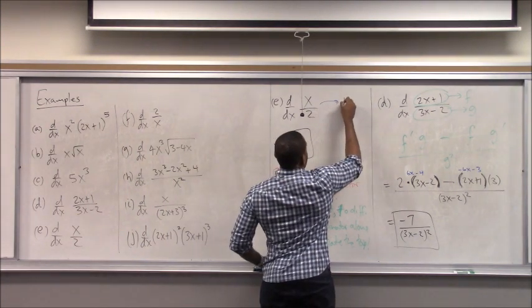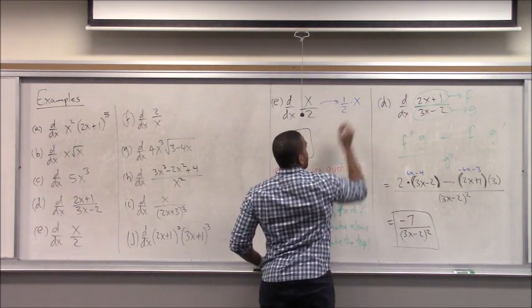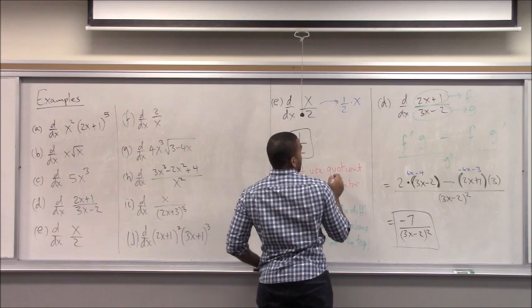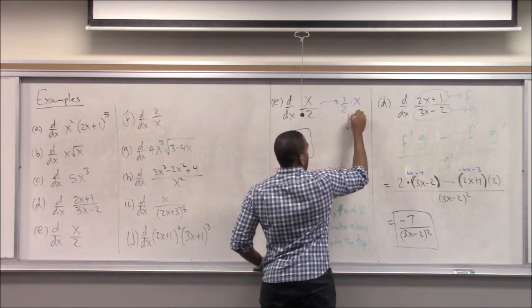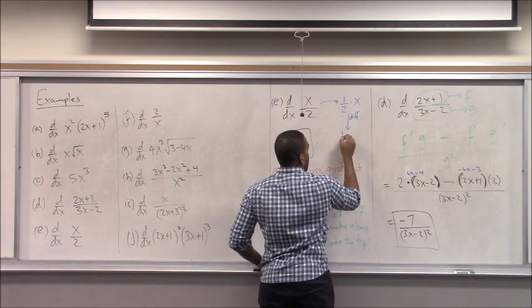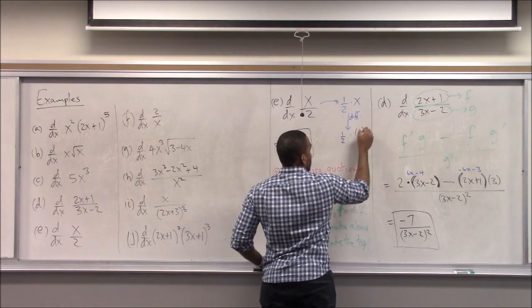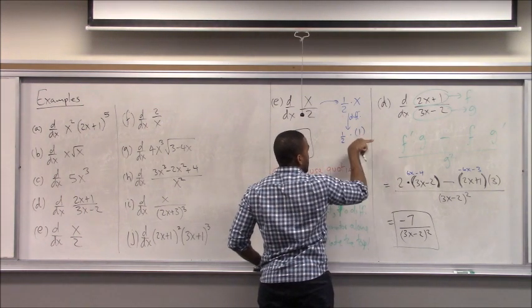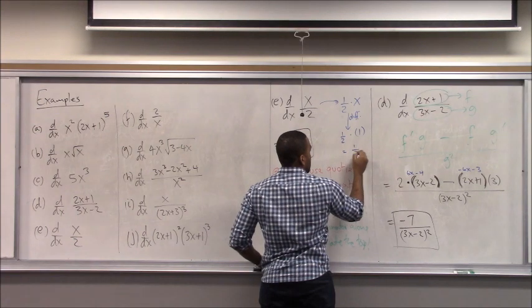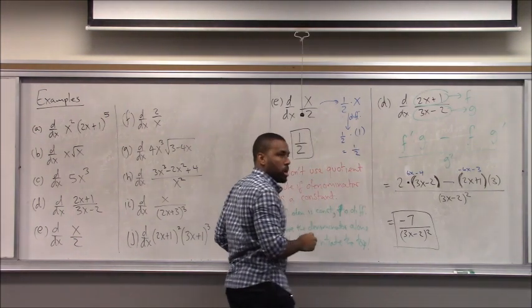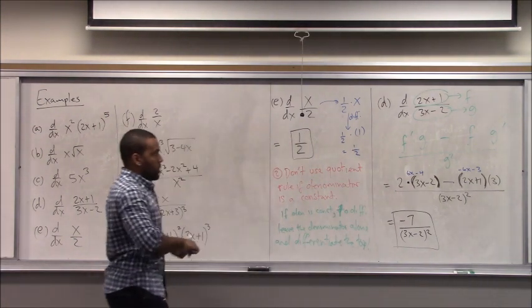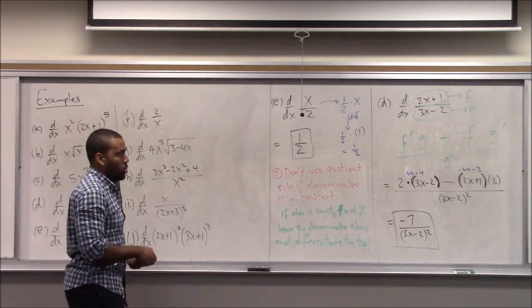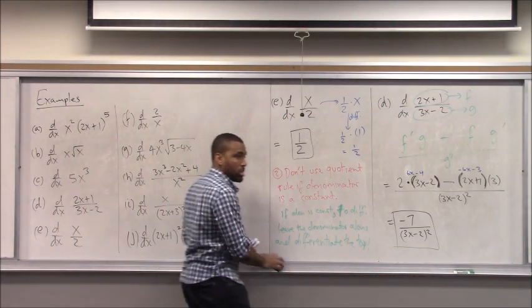This guy I can think of as 1/2 times x, right? So now to differentiate that, I'm going to leave the 1/2 and multiply by the derivative of x. But then I can just multiply back, and the 2 just goes right back under the bottom. Right? So if a denominator is a constant, don't do the quotient rule. Just leave it alone, differentiate the top. Right?